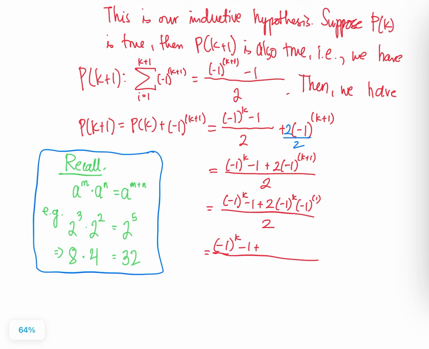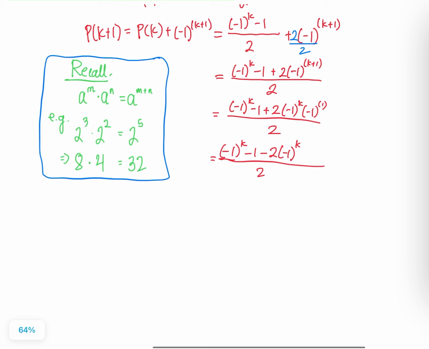So negative 1 times 2, well, is negative 2. Negative 1 times negative 1 raised to k. Okay. Of course, all over 2. Next line is, what we're going to do is we can combine this and this term, right? Because they have the same, say, let's treat negative 1 as a variable, so they have the same variable, so they're like terms.